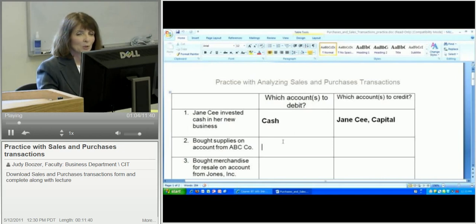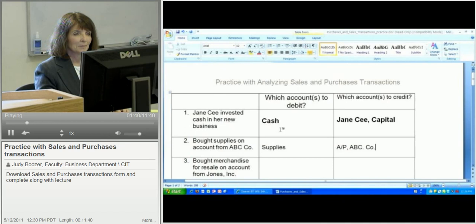So look at number 2. Bought supplies on account from ABC Company. What will we debit here? You're buying supplies, so we're going to increase the asset supplies. And what would be credited? Okay. First of all, accounts payable, correct? And then ABC Company. Make sense? Let's move it on up.